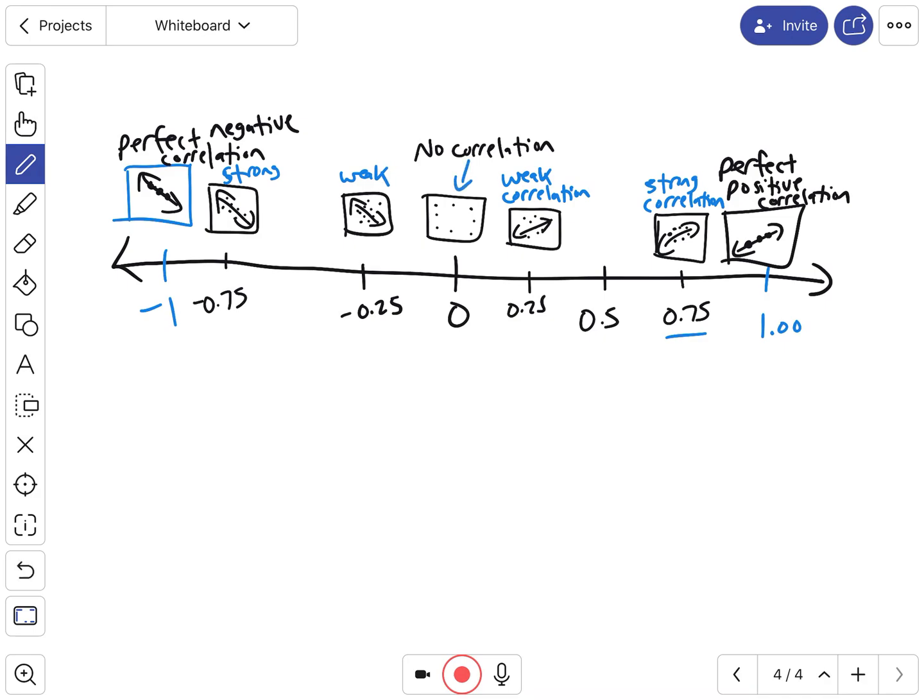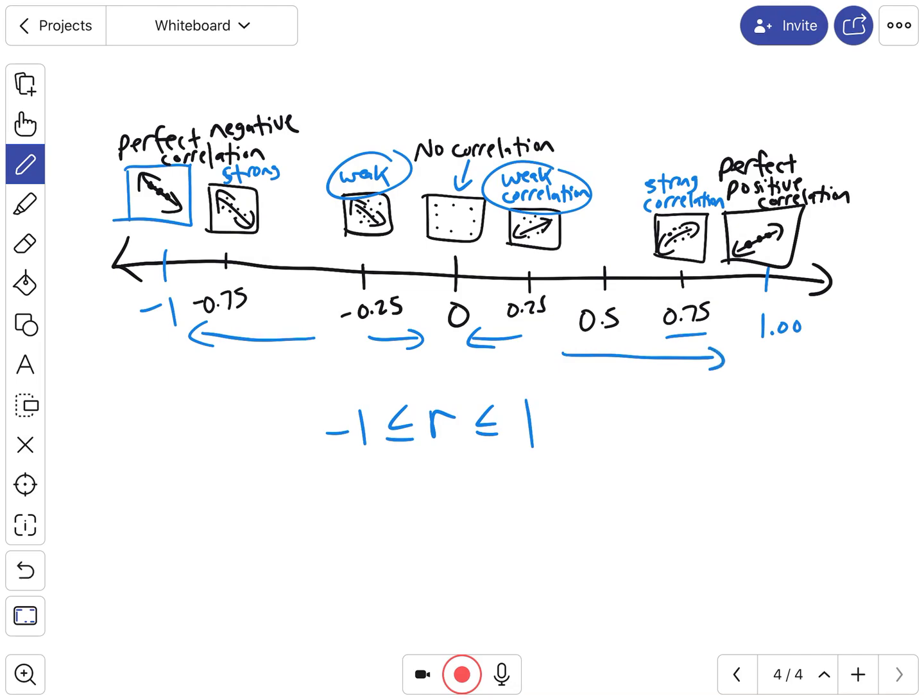And again, no correlation is all the points all spread apart. So if you look at this spectrum, you can see that the correlation coefficient is between -1 and 1. It cannot go less than -1. It cannot go greater than 1. Those are perfect, and it's anywhere in between in terms of strong and weak correlation. The closer you get to zero, the weaker it's going to be. And the farther you get from zero, the closer you go out here, that's where you get stronger correlations in the positive and negative direction. All right.